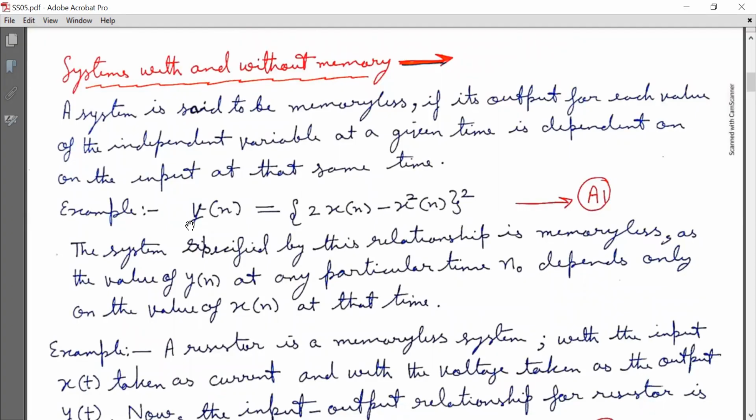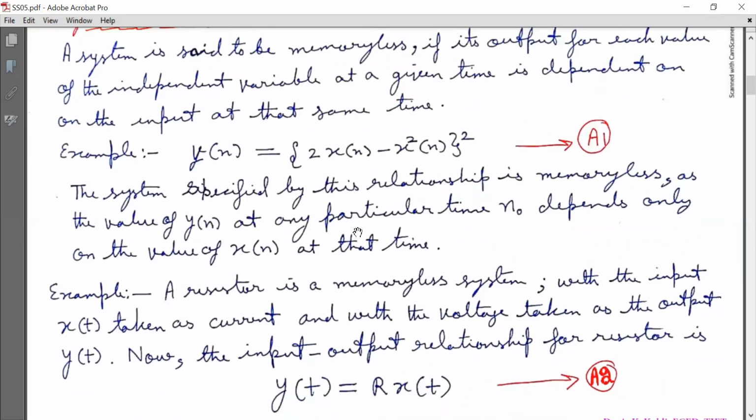Example: y[n], which is the output of the system, is equal to [2x[n] - x²[n]]², marked as equation A1. The system specified by this relationship is memoryless, as the value of y[n] at any particular time n₀ depends only on the value of x[n] at that time.